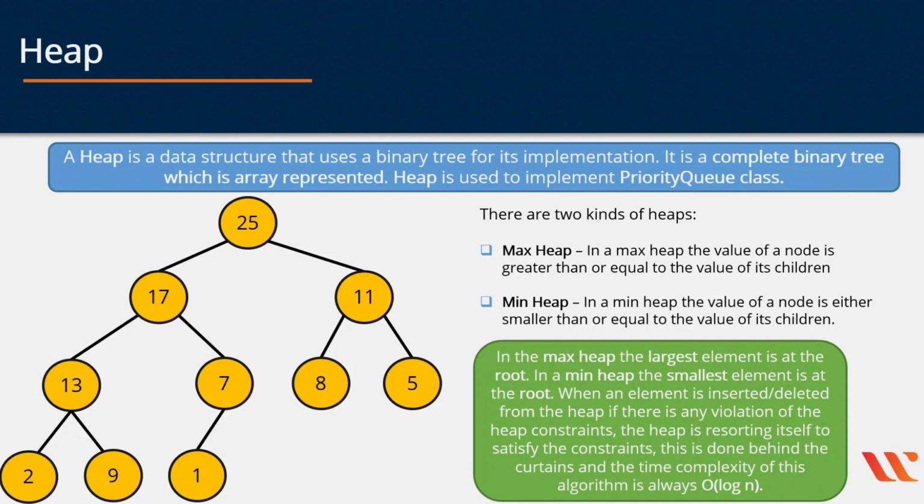When an element is inserted or deleted from the heap, if there is any violation of the heap constraints, the heap is resorting itself to satisfy the constraints. This is done behind the curtains, and the time complexity of this algorithm will be logarithmic. So, as you can guess, what we have on the diagram is a max heap. What is important here is that every parent node is greater than its children and smaller than its parent. A min heap would look like this, having the smallest element in the root.